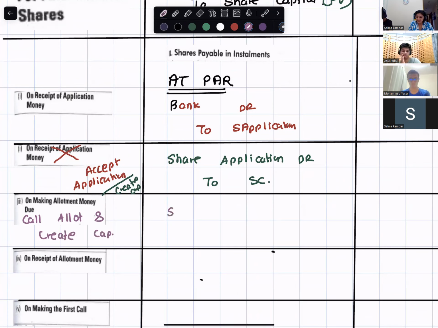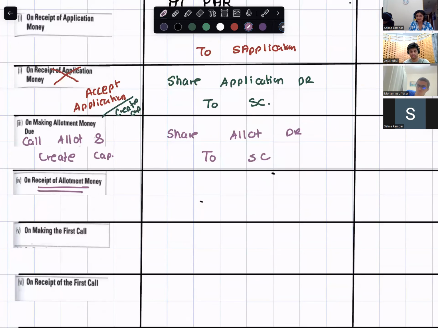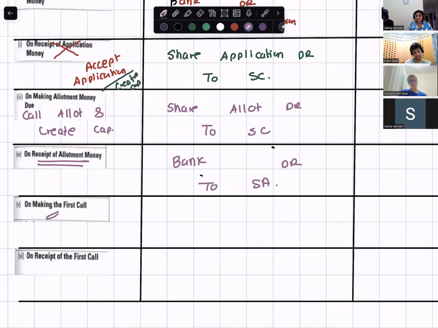So I would say share allotment debit to share capital account. Are you with me? Yes, ma'am. Then I will receive allotment money. So when I receive allotment money, what entry will I pass? Bank debit to share allotment. Then I make the first call. Share first call debit to share capital.